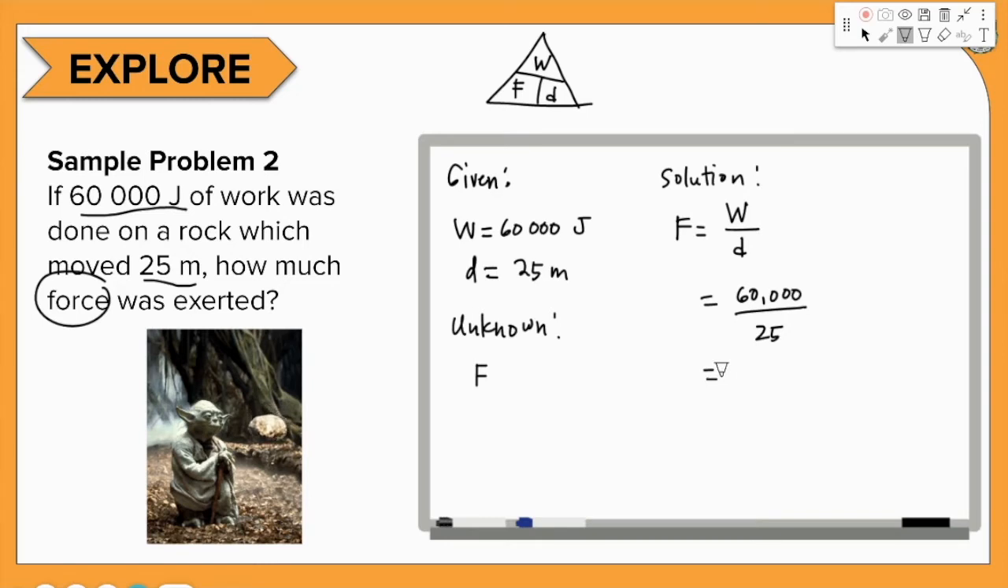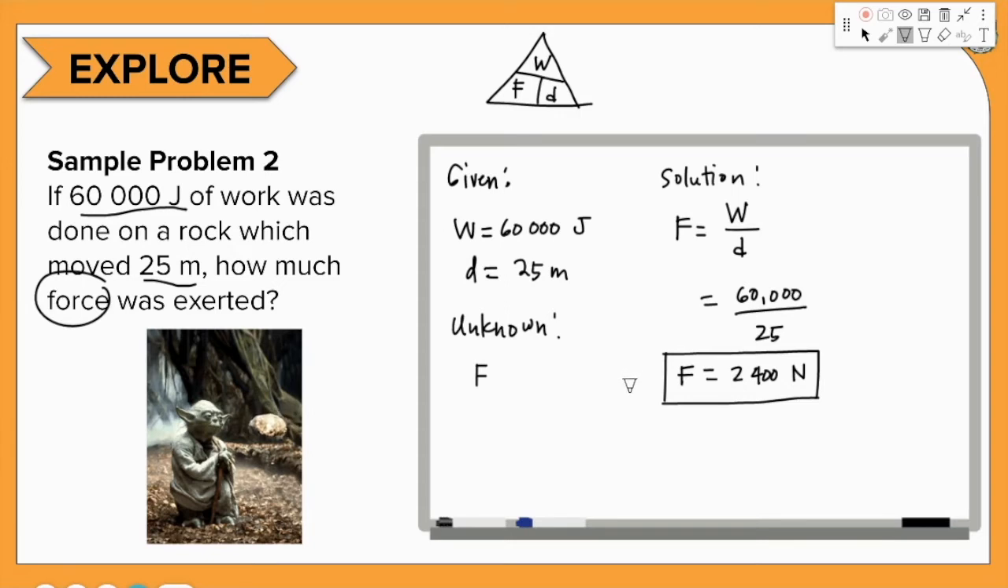And then just getting your calculator, that would just be 2,400. And since this is force, the unit for force is the Newton. Don't forget. So the final answer for sample problem number 2 is this: there's 2,400 newtons of force that was exerted in order to do 60,000 joules of work and to move the rock 25 meters vertically.